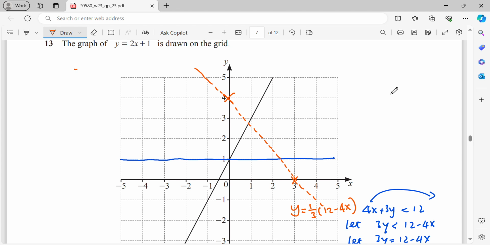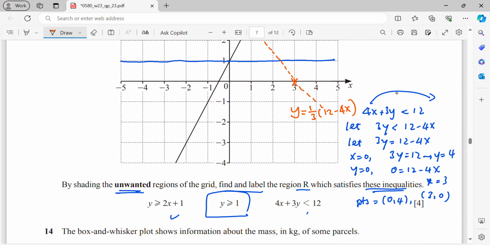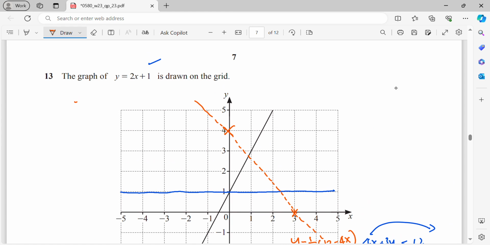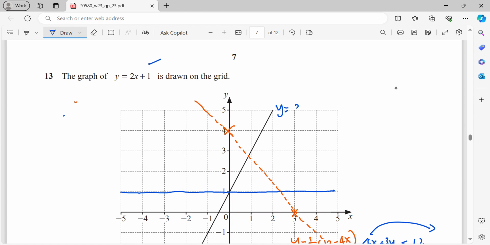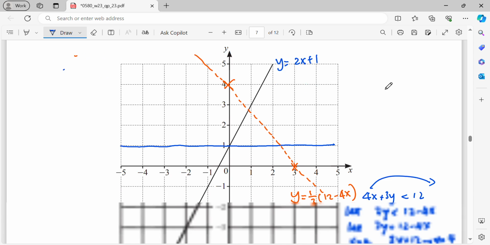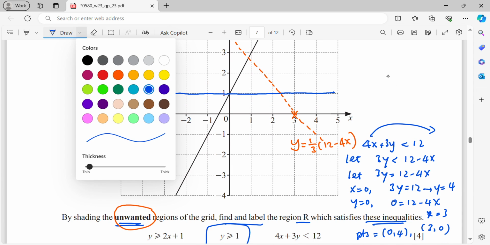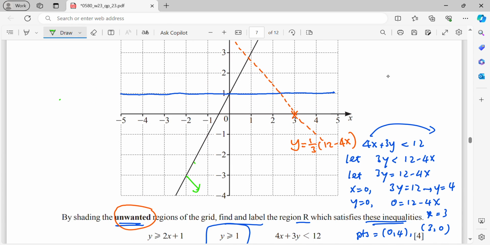So this is my y equals 1 over 3 of 12 minus 4x. Now, because we need to draw the unwanted region, your first unwanted region is y less than 2x plus 1. Look here, this is your y equals 2x plus 1. Less than means it will be below, so all of this below is the unwanted region.